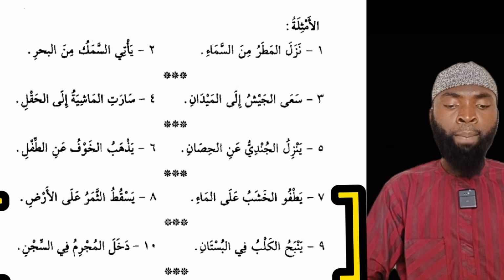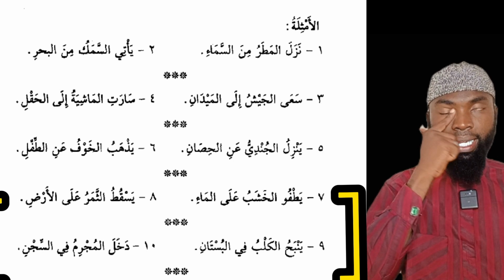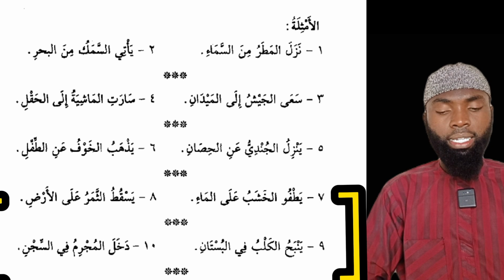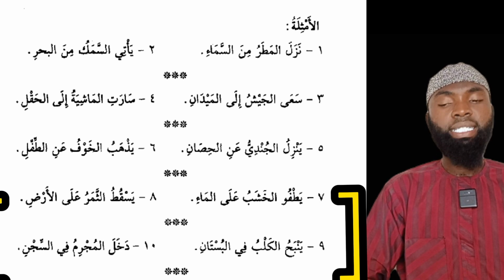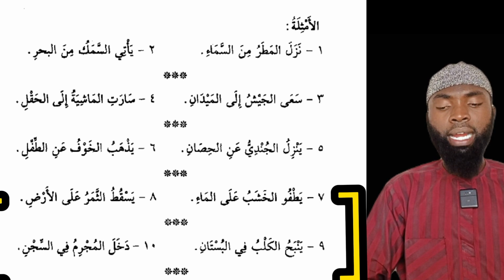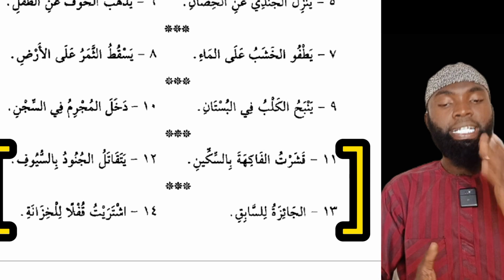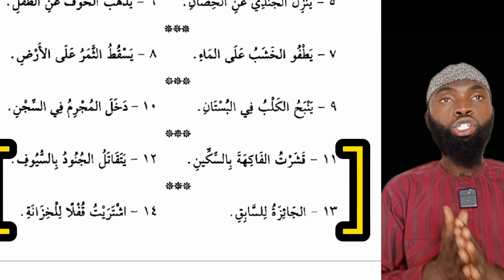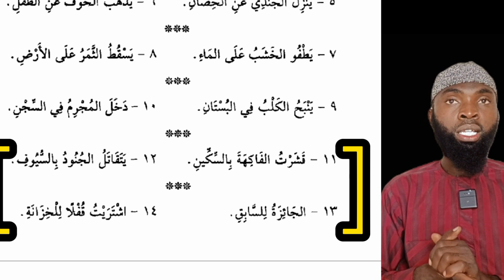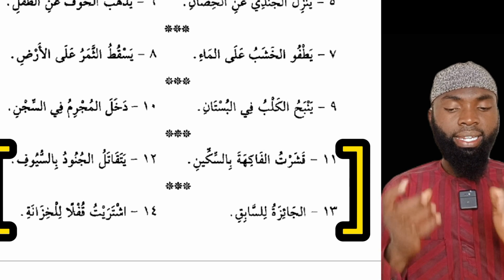Number nine, we have yambahul kalbu fil bustan. The dog is barking in the garden. Next, we have dakhal al-mujrimu fi sijni. The criminal entered the prison. Number 11, we have qasharutul fakihata bisikin. I peeled the apple with the sikin, the knife.